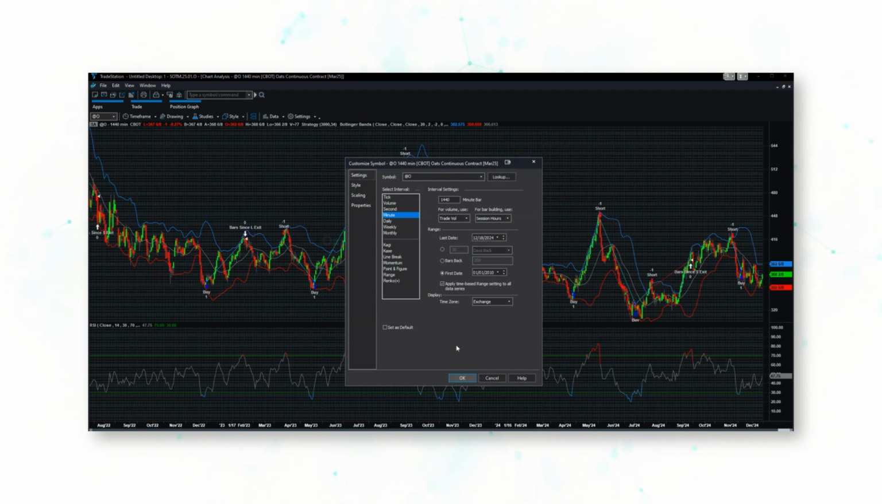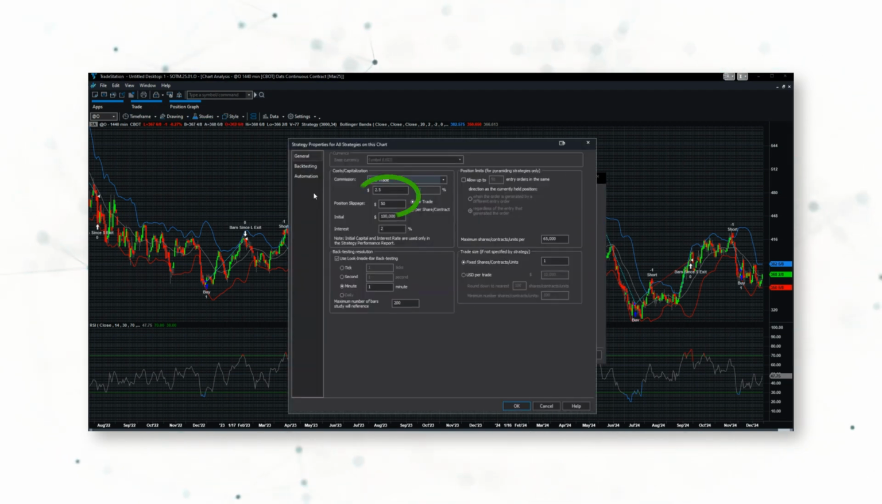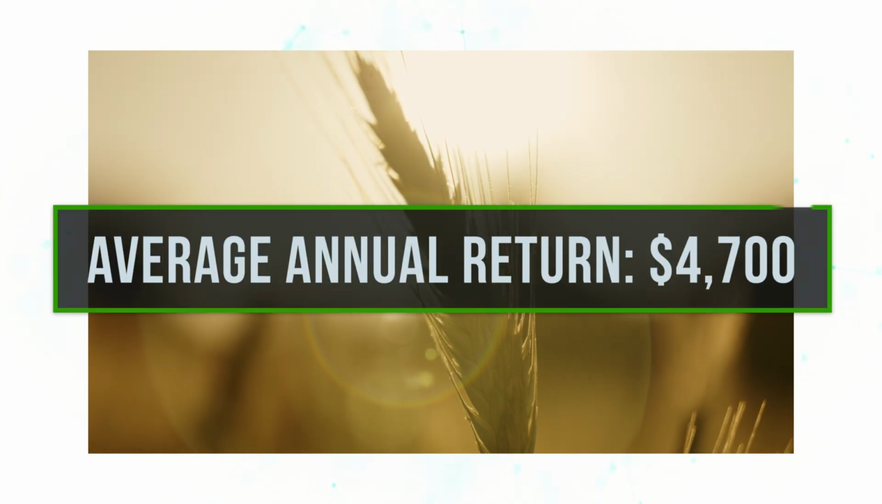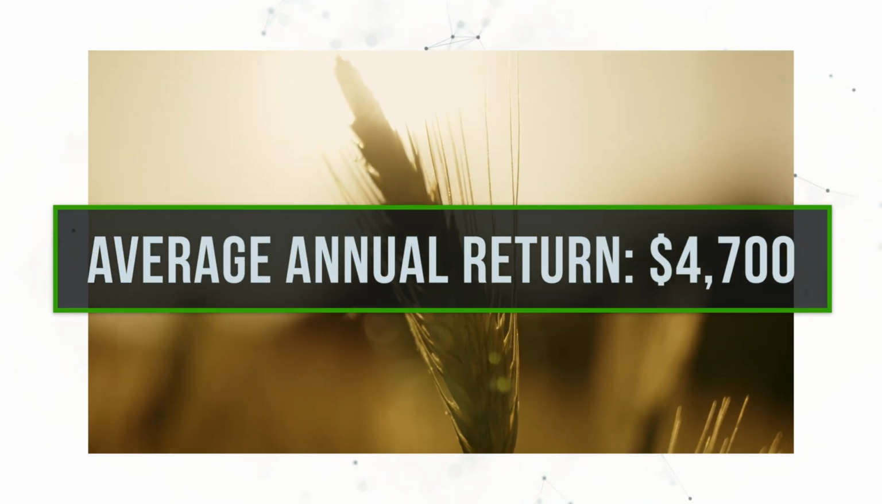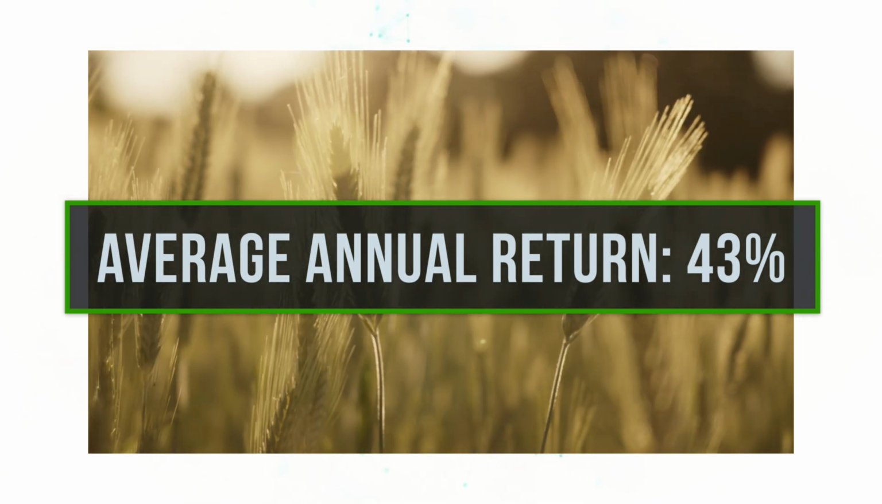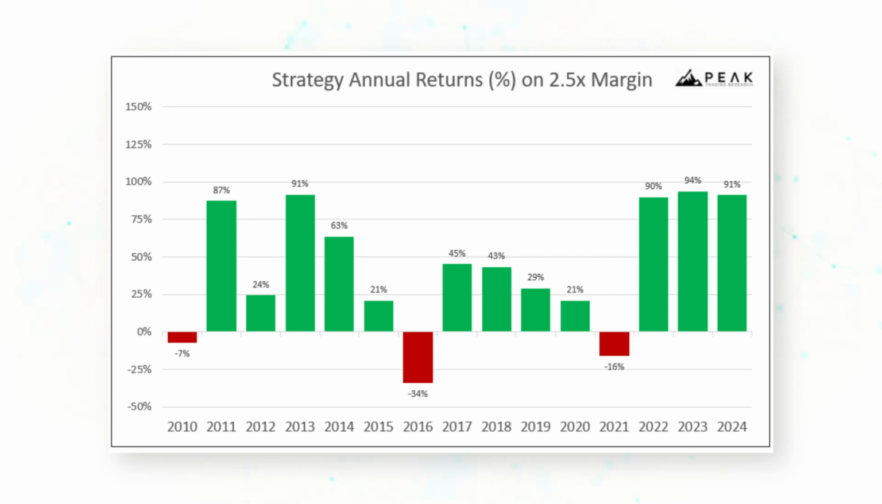Here are our symbol settings and here are our strategy properties so you can fully replicate these performance statistics for yourself. And if we look at annual profit statistics, we can see that this strategy has been profitable in 12 of the past 15 years for an average annual return of $4,700 per contract, which is a 43% annual return on 2.5 times margin. It's great to see that the strategy's three most profitable years have been 2022, 2023, and this year, 2024.